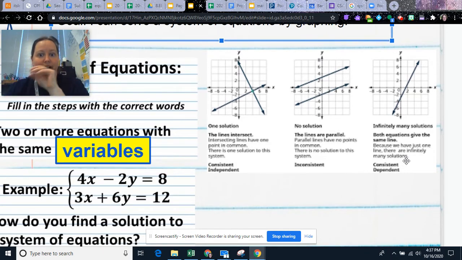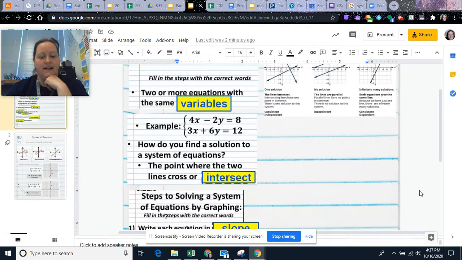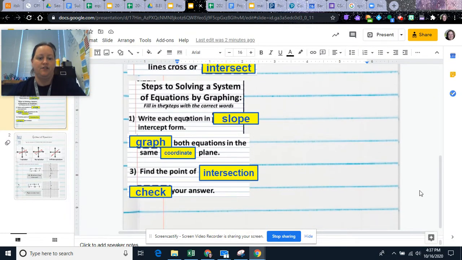So I thought that was a great way to put it on there so you could see it. Looking down here to the next set of click and drag, the steps to solving a system of equations. Step 1, you're going to write each equation in slope-intercept form. The ones that we're going to do right now will already be in that form because that's the one that we have been practicing graphing so far in class. So step 1, you will want to make sure that it's in y equals mx plus b form.